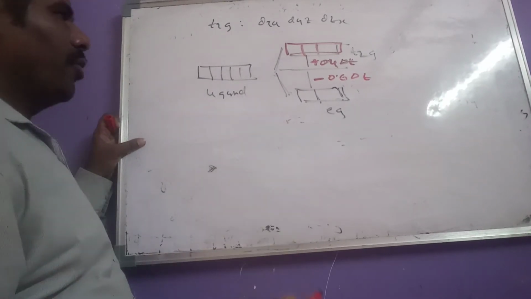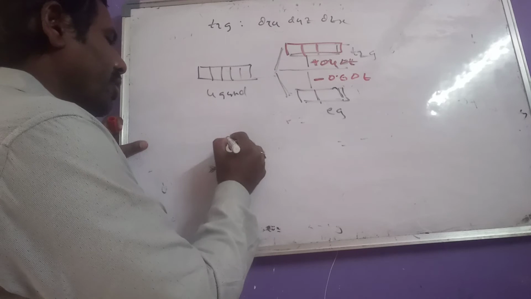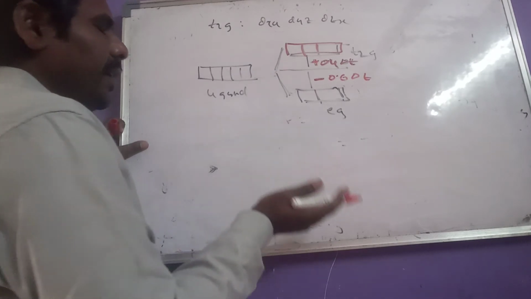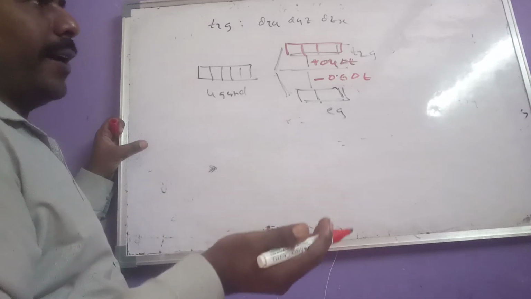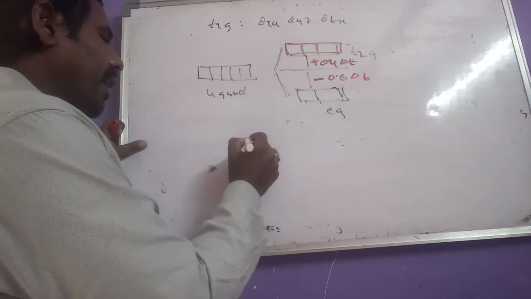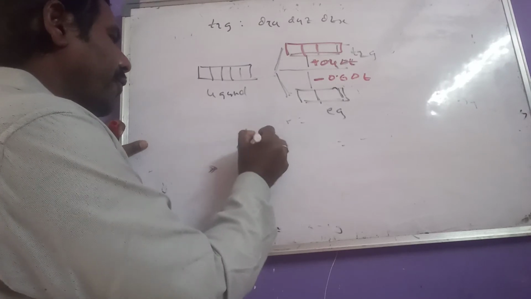Now for an example, I will give one question. For example, some element X is forming a complex compound having tetrahedral geometry, and its configuration is d4.